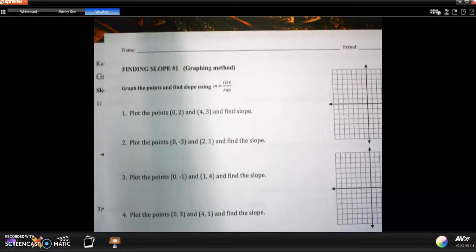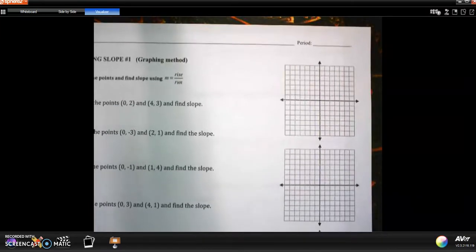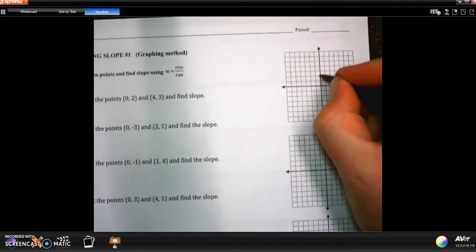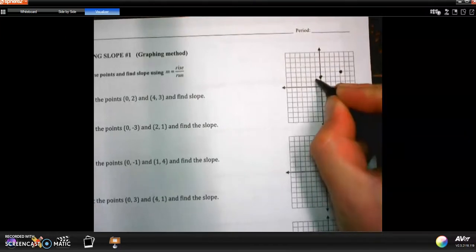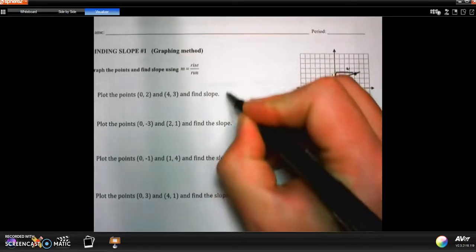It says plot the points 0, 2, and 4, 3 and find the slope, right? So you're going to go over here on the graph and you're going to do 2 of each one. You're going to do 0, 2, make a dot, 4, 3, 1, 2, 3, 4, 1, 2, 3. You're going to draw that line. You're going to find the slope between those points. So the slope is up 1 over 1, 2, 3, 4. So the slope is 1/4.